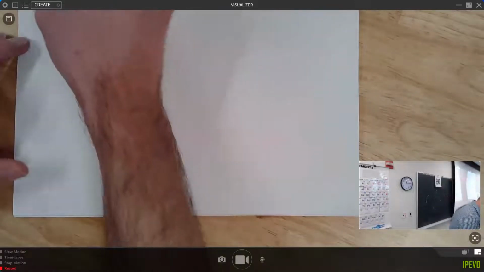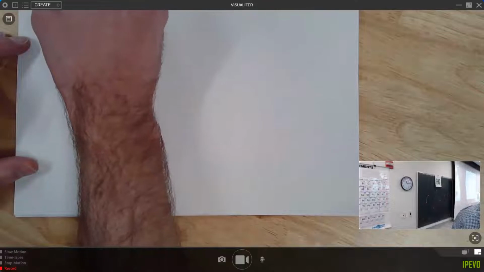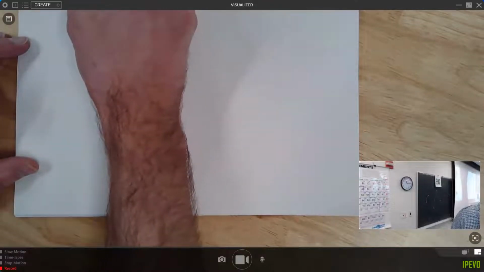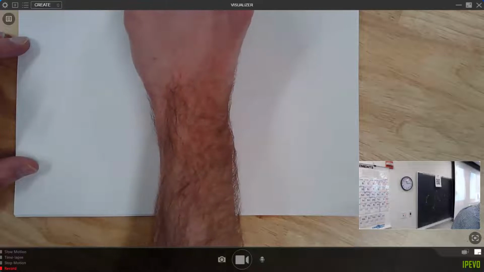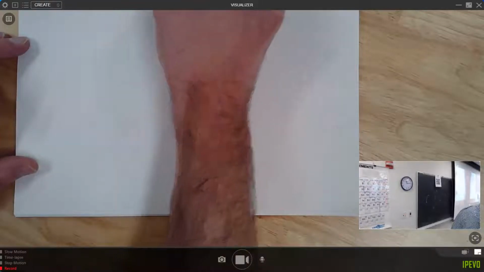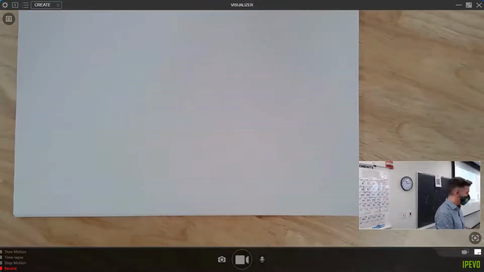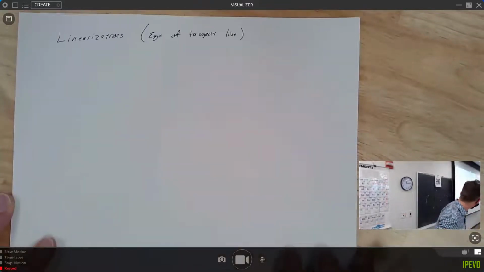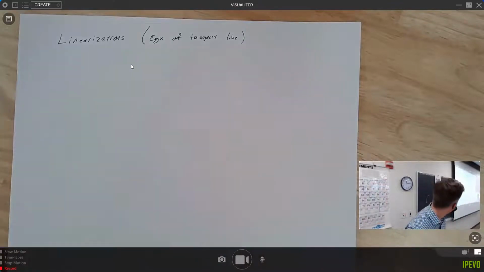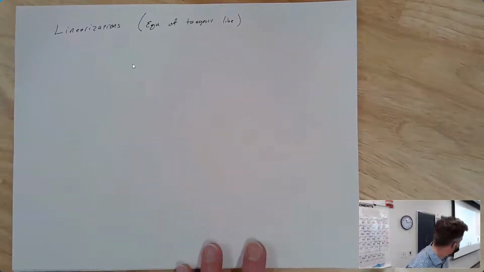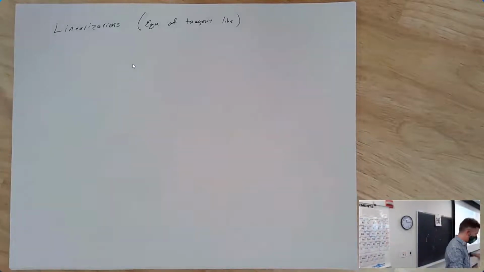So linearizations, you should feel good about them because you already know what they are. Linearizations are just a fancy word for the equation of the tangent line. That's kind of it. Oh, you may want to see the thing I'm trying to write down. That's a good idea. Let me do this as well. Sorry. Get a little more space there. Let me grab my notes here.